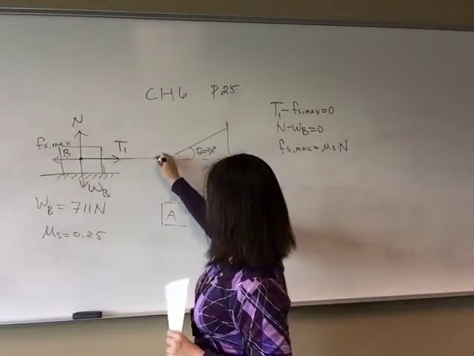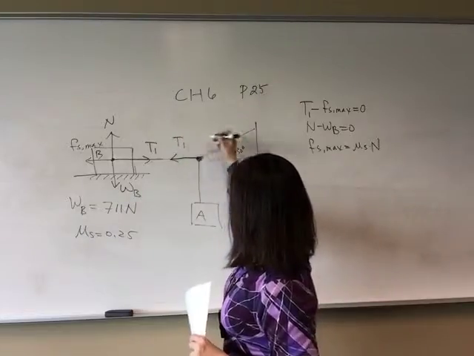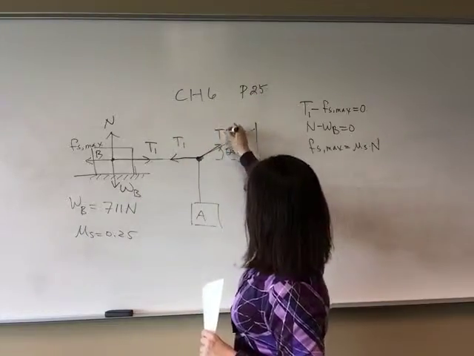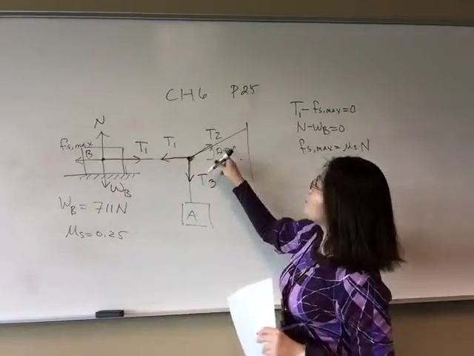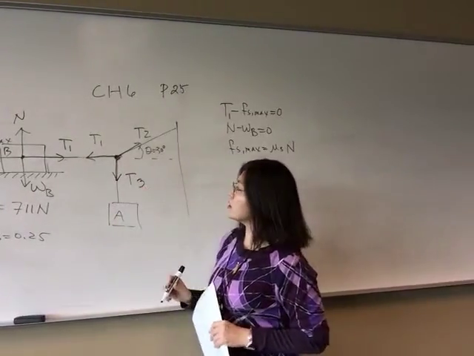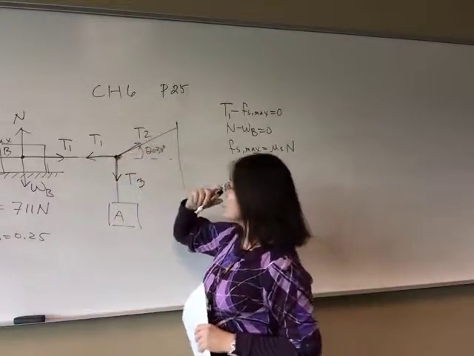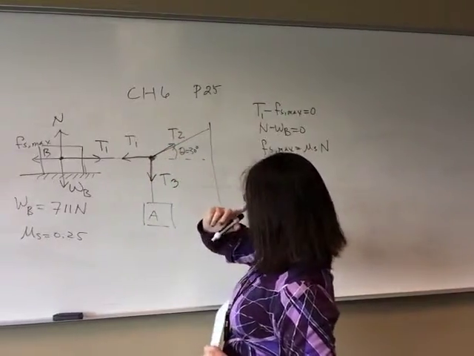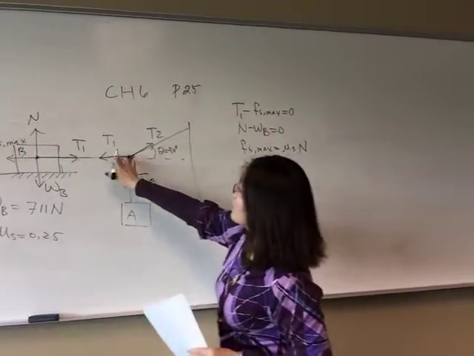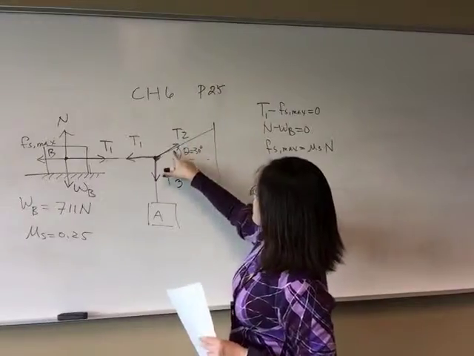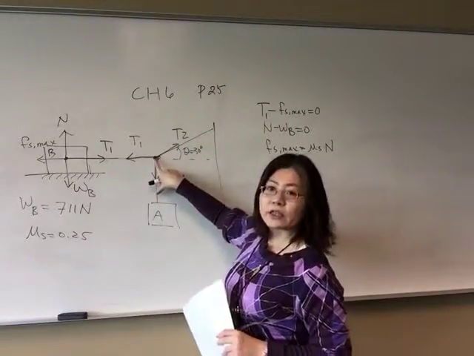On this, you have tension always away from the contact point. So you have your T1 here, and then here you have your T2, and then you have your T3 there. So you have three different ropes, so you have three different tensions. And these three also have to be balanced, by the component method. Your T1 has to be balanced by the X component of T2, and the Y component of T2 has to be balanced by T3.